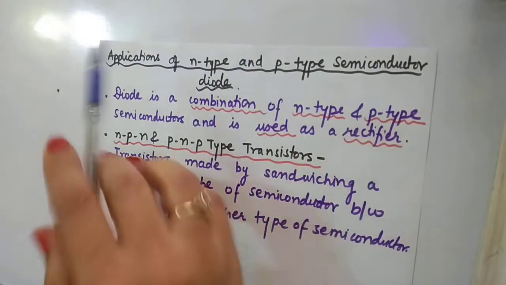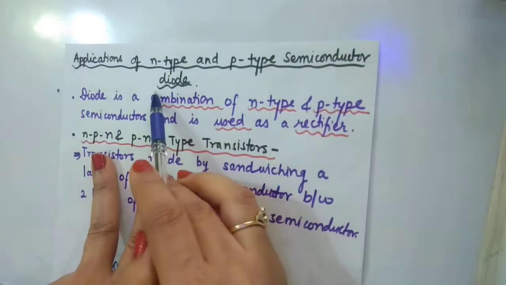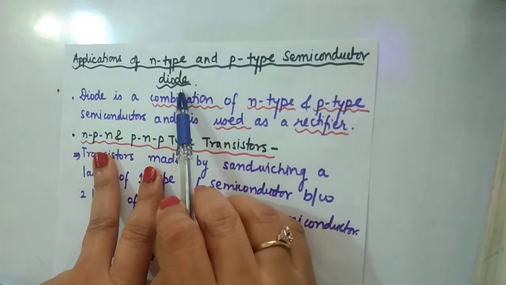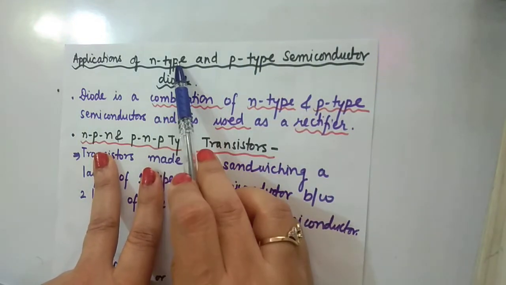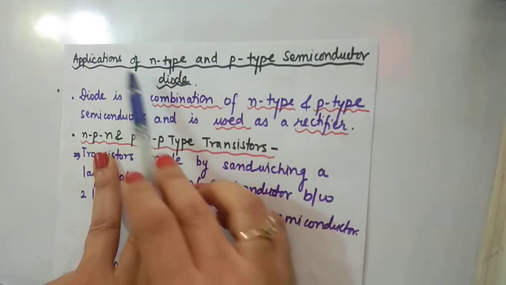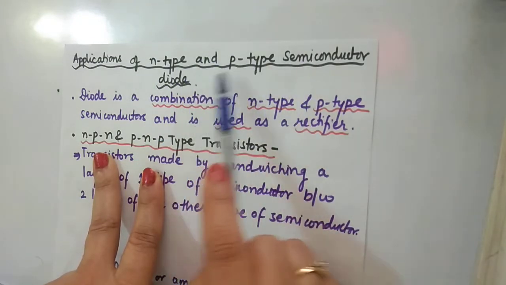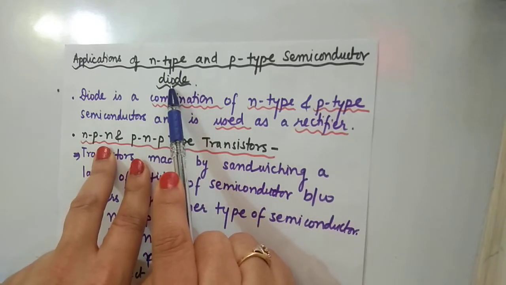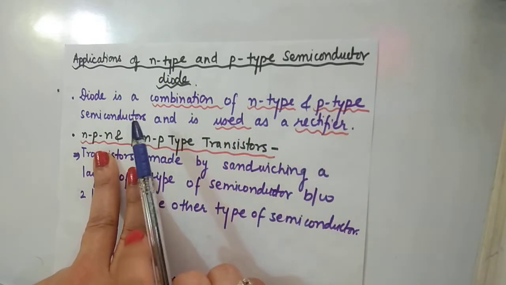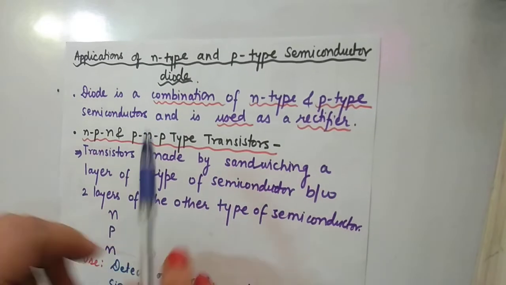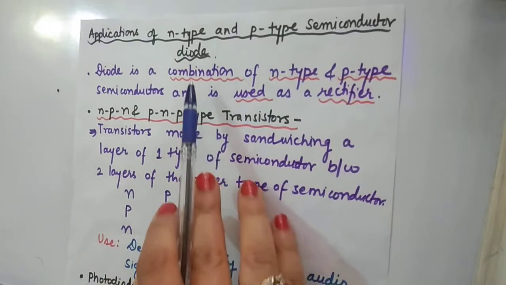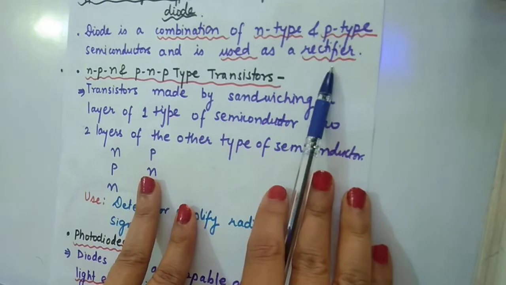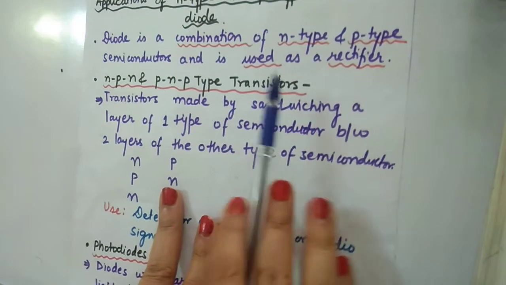Now the next topic is the application of N-type and P-type semiconductor diodes. What are the applications of these two types of semiconductor diode? If we want to know the applications, then firstly we should know what a diode is. A diode is a combination of N-type and P-type semiconductors. When you combine N-type and P-type semiconductors, you get a diode. And this diode is used as a rectifier. Diodes are used as rectifiers.